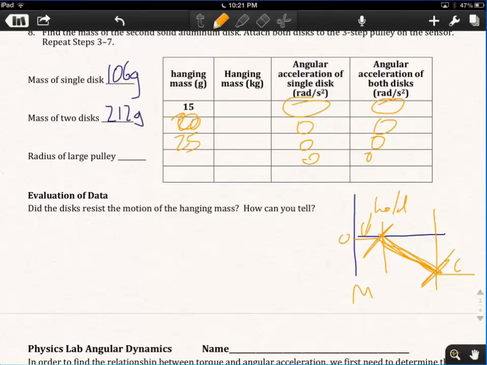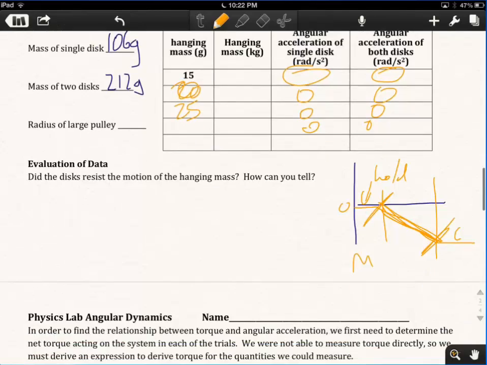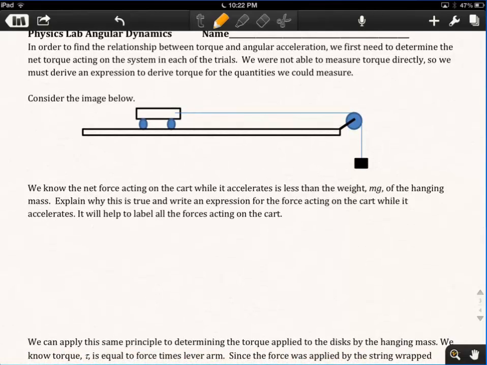Then it says, now, did the disks oppose the motion of that falling mass? And if they did, how can you tell? If they didn't, how can you tell? Well, I want you to think about it. I'm not going to tell you the answer. But if that mass is falling unopposed, then its acceleration should be the same no matter what, right? Two objects fall at the same rate, whether or not they're the same mass, if they're in free fall. So basically this is asking you, is this thing in free fall? And if it's not in free fall, does changing the disks affect its acceleration? And I think the answer there will be pretty obvious.